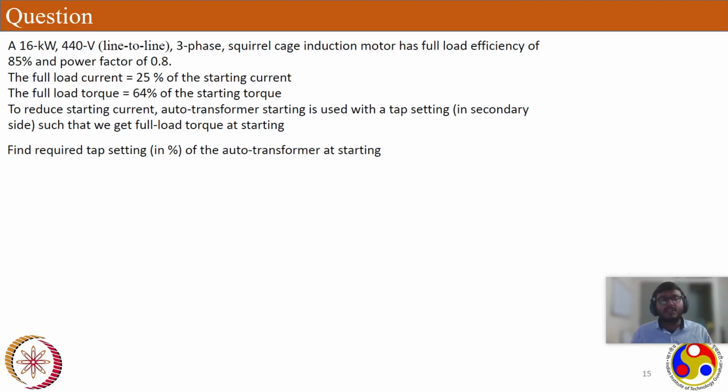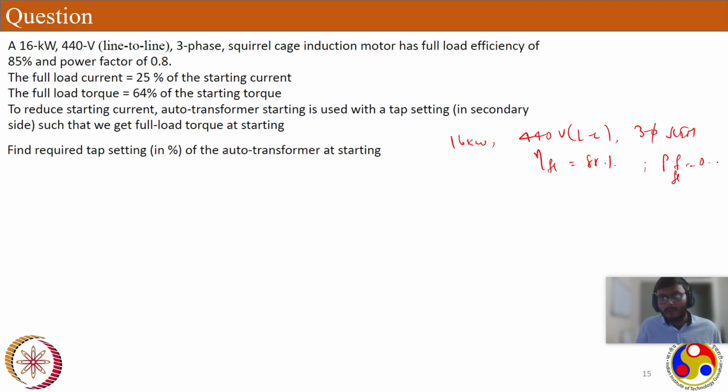So yeah, now the first question is we have to find the setting at which the auto transformer has been set. So what is the factor? Like in the last problem, we had x equal to 0.75 setting. In the same way, what is the auto transformer setting now? Okay, let's write the data: 16 kilowatts, 440 volts line to line, three-phase squirrel cage induction motor, has a full load efficiency of 85% and power factor of 0.8.